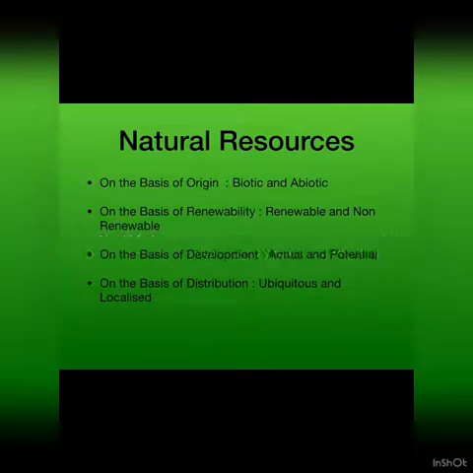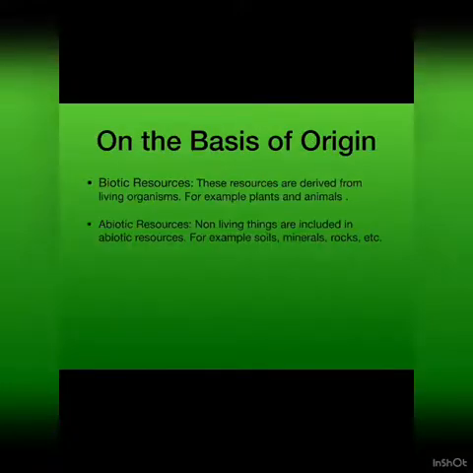Now we will talk more about natural resources which are based on origin. On the basis of origin, they are divided into biotic and abiotic. Biotic resources are derived from living organisms. Means they include all the living things, for example, plants and animals.